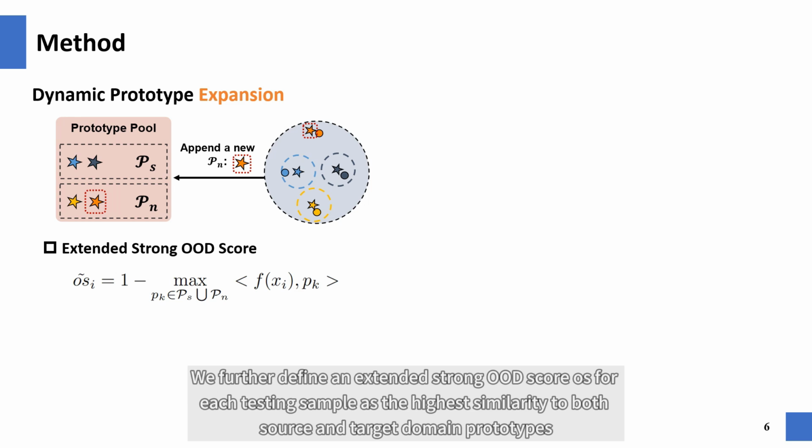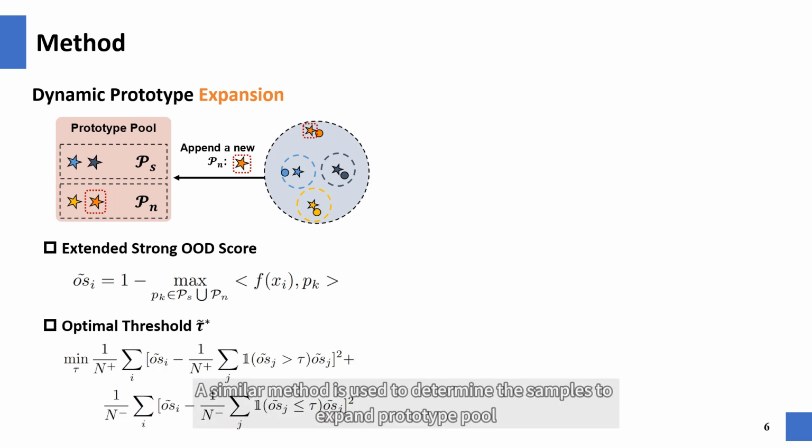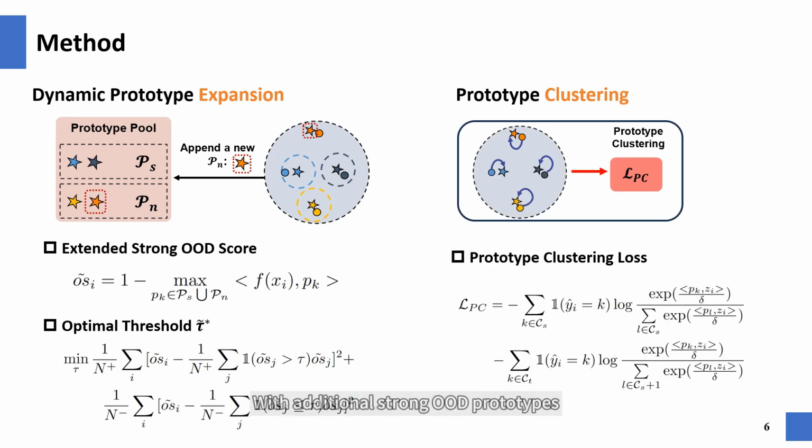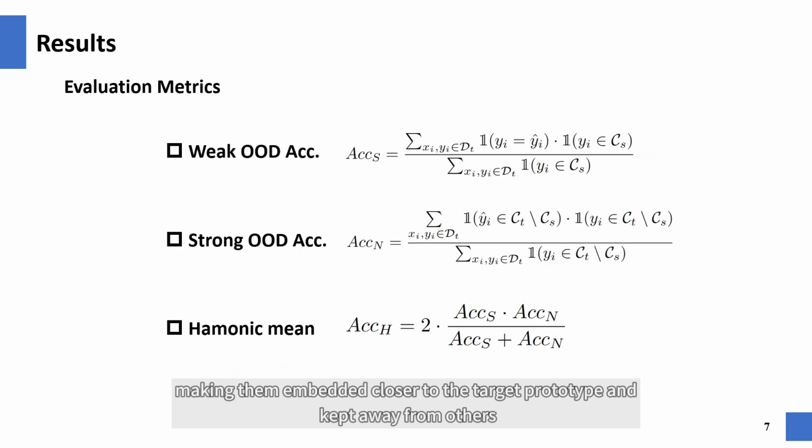We further define an extended strong OOD score, OS, for each testing sample as the highest similarity to both the source and the target domain prototypes. A similar method is used to determine the samples to expand the prototype pool. With additional strong OOD prototypes, we define the prototype clustering loss for testing samples, making their embeddings closer to the target prototype and kept away from others.